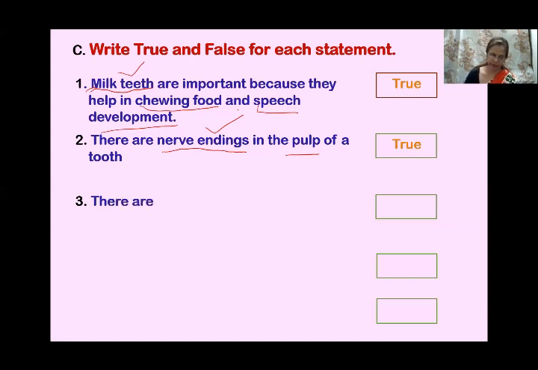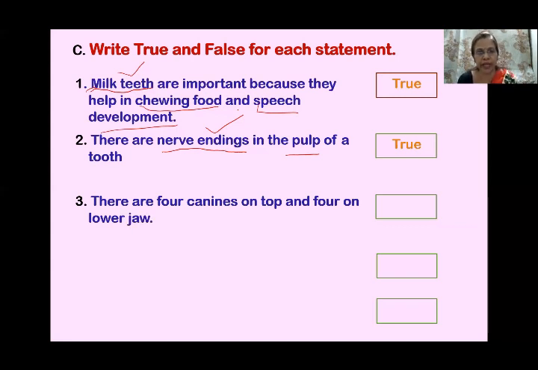Next question is, there are 4 canines on top and 4 on the lower jaw. If you remember, how many canines are there in the upper jaw and how many in the lower jaw? It is 2 canines in the upper jaw and similarly 2 canines in the lower jaw. But here it states 4 canines in the upper jaw and 4 in the lower jaw. So is it a true statement or false? It is a false statement.